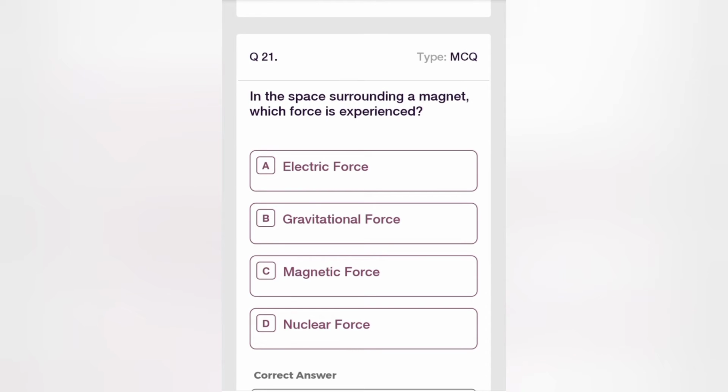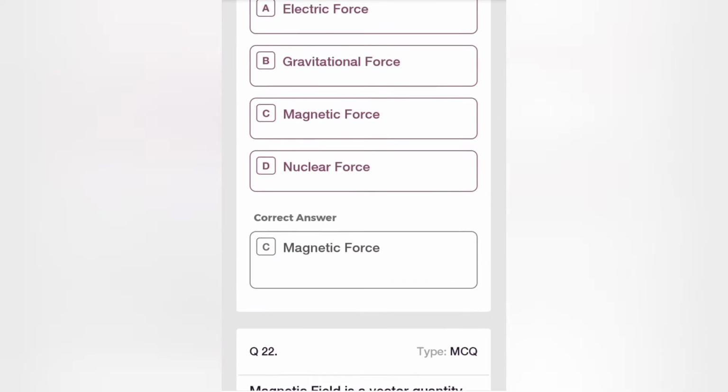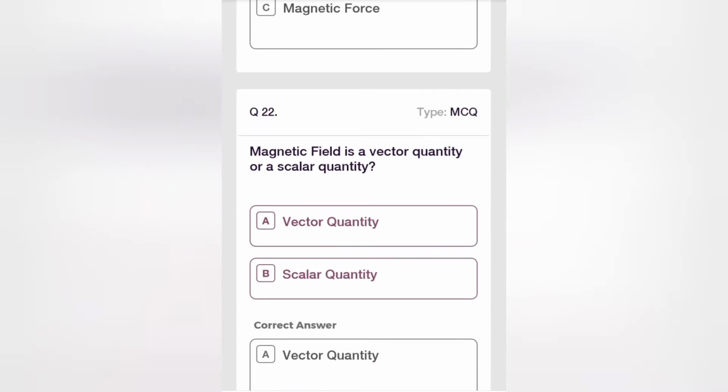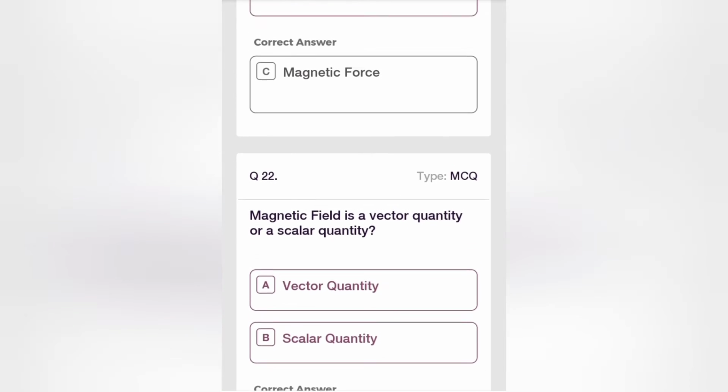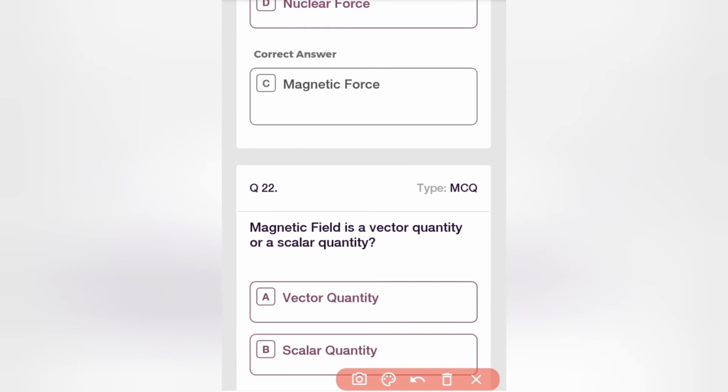In the space surrounding a magnet, which force is experienced? Electric force, gravitational force, magnetic force, nuclear force. We know the space around the magnet experiences magnetic force. Option C is the correct answer. Is the magnetic field a vector quantity or a scalar quantity? We know that the magnetic field has both direction and magnitude. Therefore, it is a vector quantity.